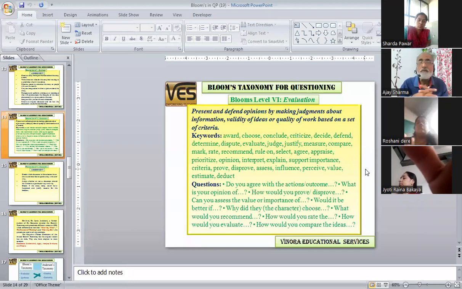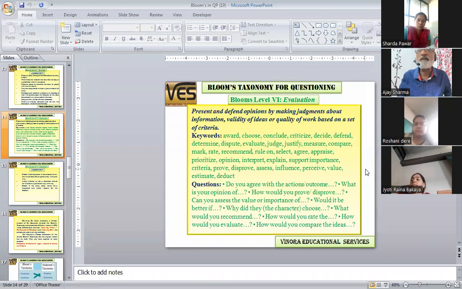For example, what is your opinion? Evaluate, judge, justify, measure, compare. Compare — देखिए, अभी किसी ने पूछा था मेरे से, compare ये देखिए, it is existing for the third time now. Compare means again with the original one, you compare and then evaluate, then give your opinion. It is written over their opinion. Interpret the things and then put it in your own words. Explain.